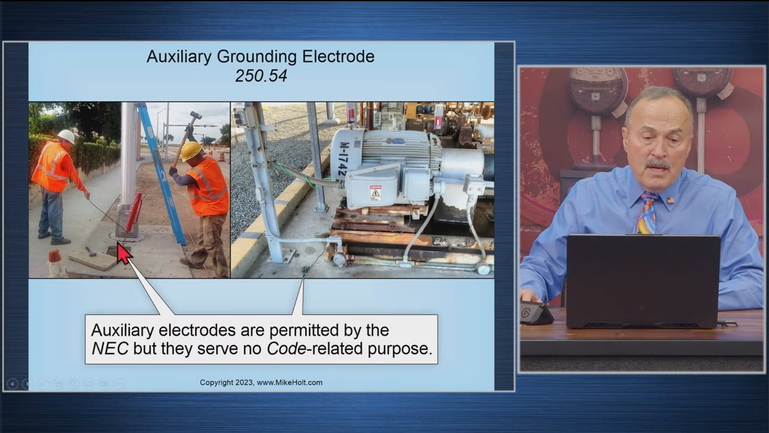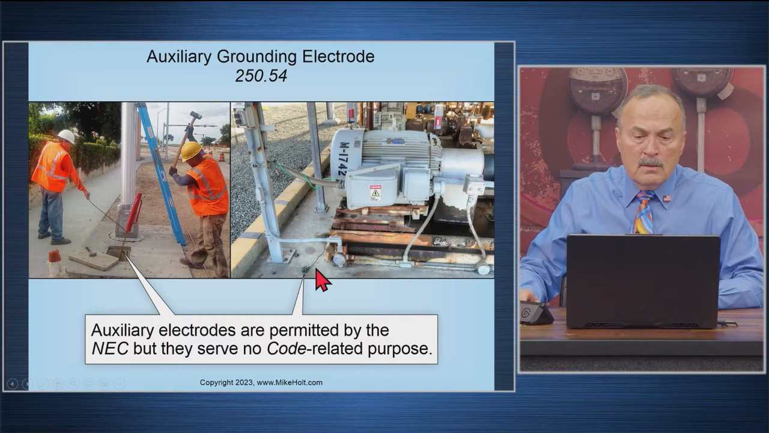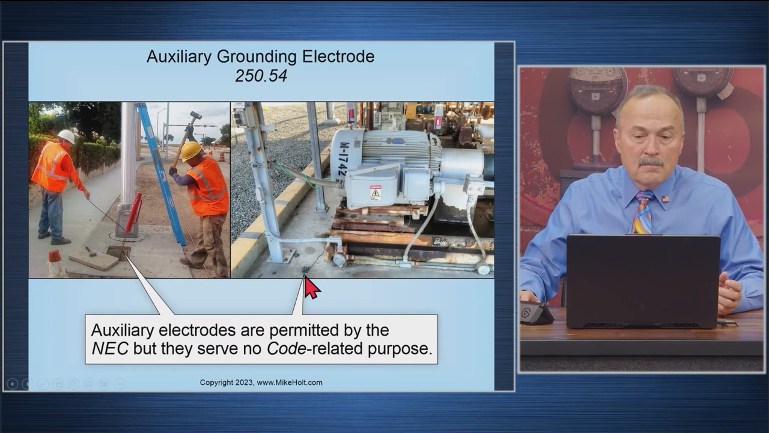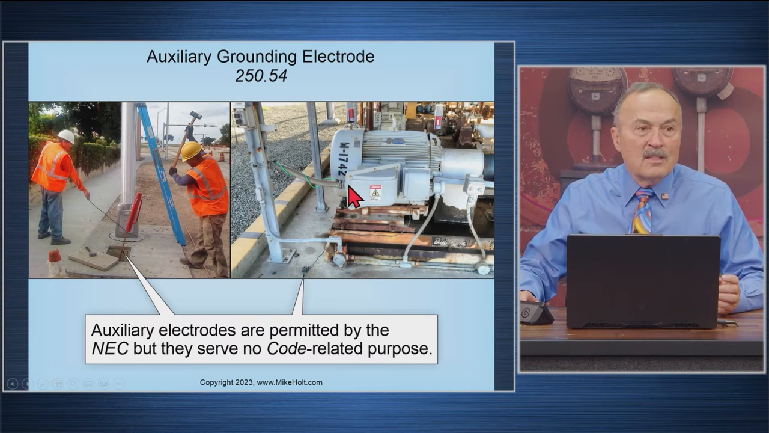Here's an example, Miami. I saw these guys driving ground rods next to this light pole. We were in Lejeune or wherever, Fort Bragg, where here's a motor connected to a ground rod. The motor is welded to a steel base that's welded to a steel frame that's welded to the rebar in the slab, and they still ran an equipment grounding conductor.